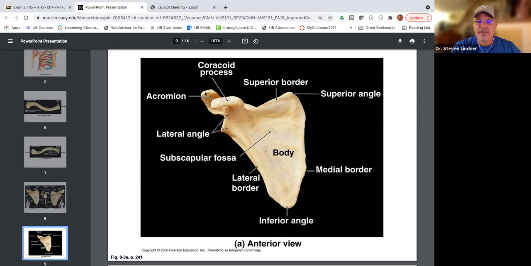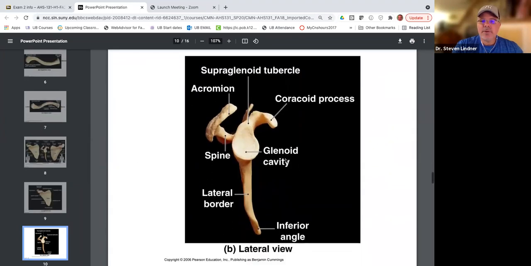Coracoid process, acromion process, subscapular fossa. What muscle originates on the subscapular fossa? A rotator cuff muscle called the subscapularis. Now we're looking at it from the lateral view. How do we know? Well, we see the glenoid fossa, or the glenoid cavity, which is lateral. So that means it's the lateral border.